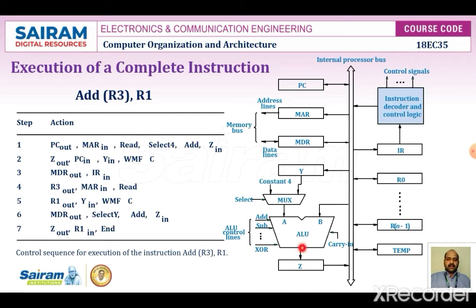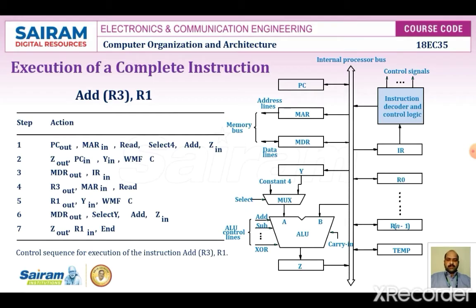So after completion of the addition operation A plus B, the output is going to be given to Z out. The Z data out is going to be given to the processor through the processor bus, that will be stored in the register R1, and it's going to wind up its function. In such a way, the end signal causes a new instruction fetch cycle to begin by returning the step from 1 to 7 for the next instruction. That is the complete instruction execution.